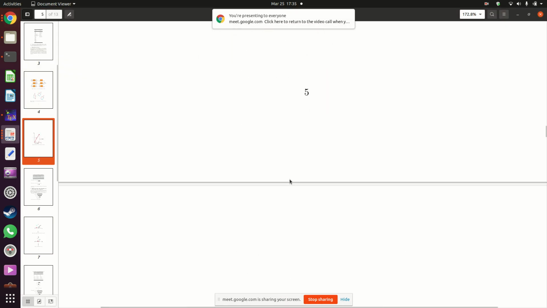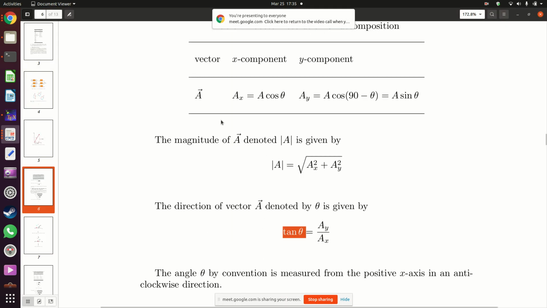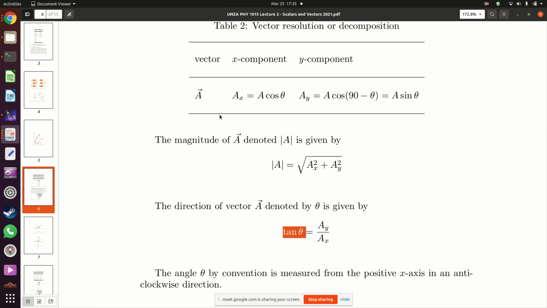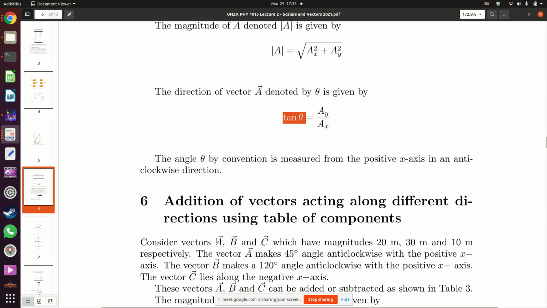All right. So we know how to get the components AX and AY. We know how to build a vector, the magnitude from the components. We also know how to get the angle theta. Now, there was one thing I want to point out about the angle.